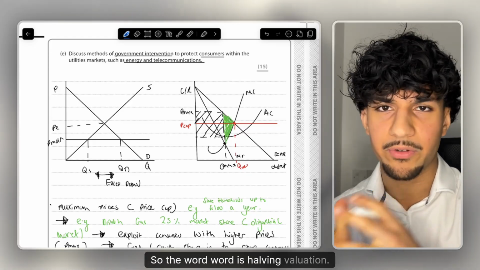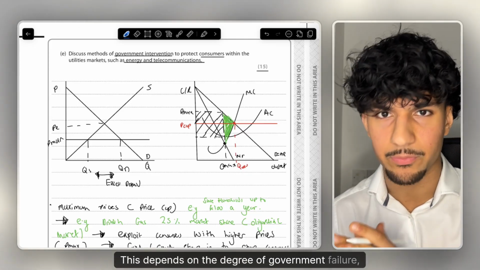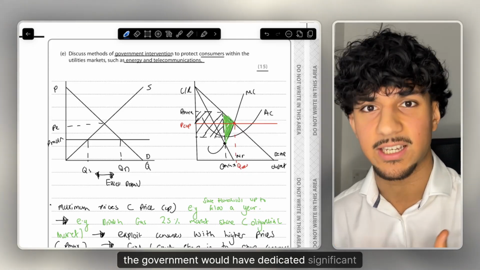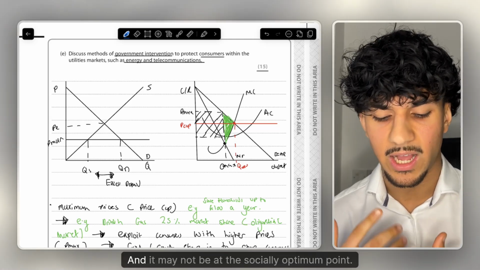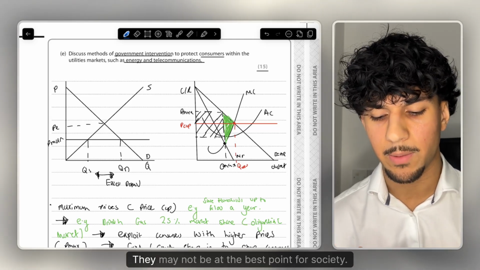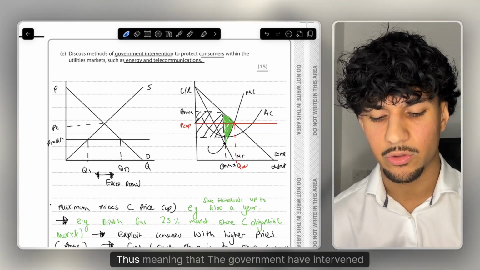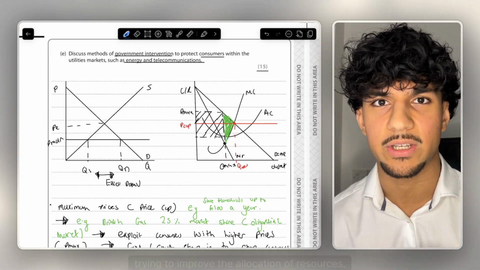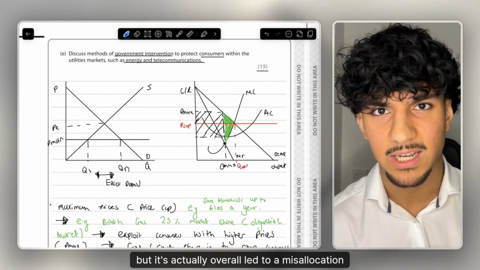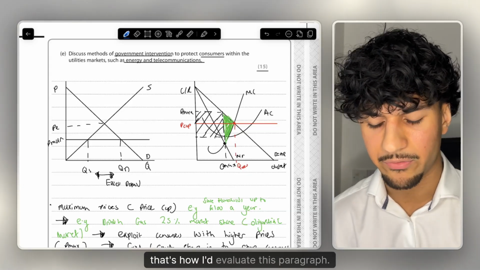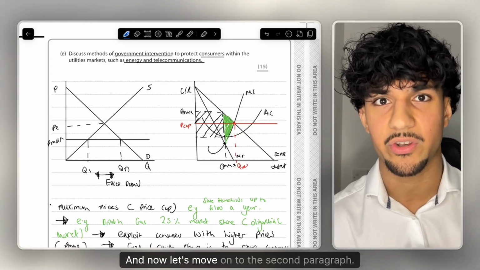So the way I'd word it is, however in evaluation, this depends on the degree of government failure, as the government would have dedicated significant admin costs, significant time to implementing this maximum price, and it may not be at the socially optimum point, it may not be at the best point for society, thus meaning that the government have intervened trying to improve the allocation of resources, but it's actually overall led to a misallocation of resources. But yeah, that's how I'd evaluate this paragraph, and now let's move on to the second paragraph.